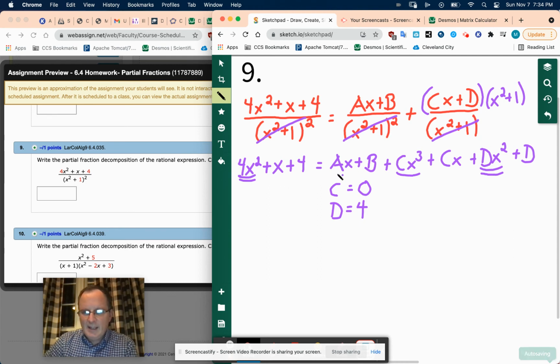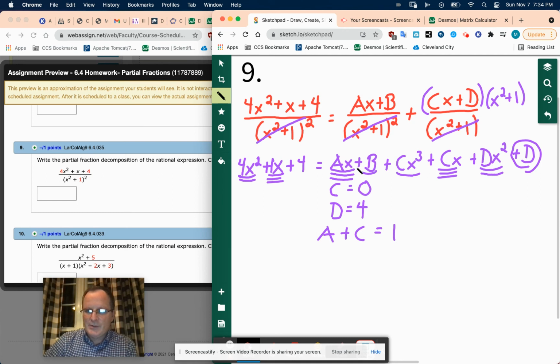All right, and then let's mark these three terms: 1, 2, 3. On the ones marked, I've got ax plus cx has to equal x. So that means a plus c has got to equal 1. And that's that 1 right here. Then on the constants, we'll just circle those. Those two have to equal 4. So d plus b has got to equal 4.